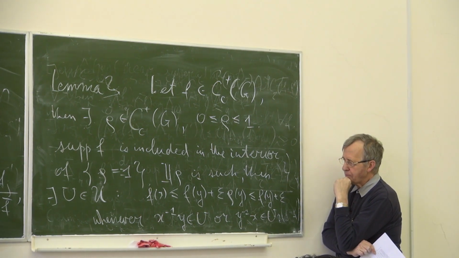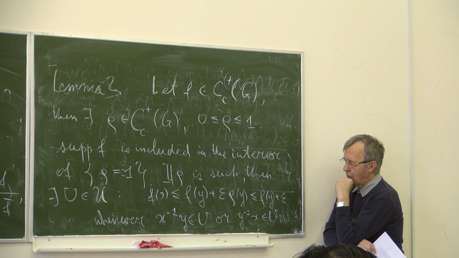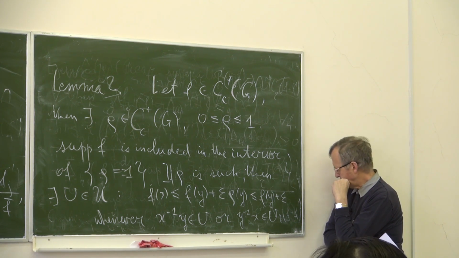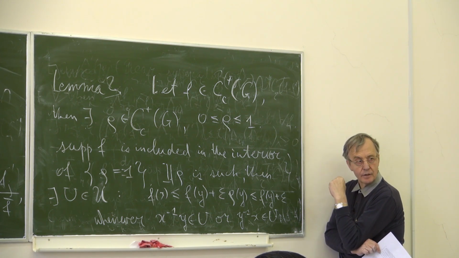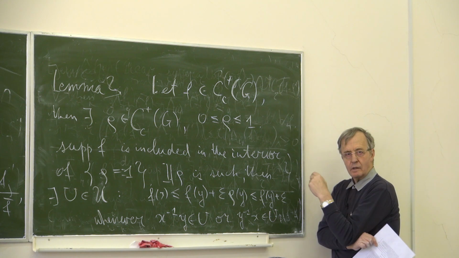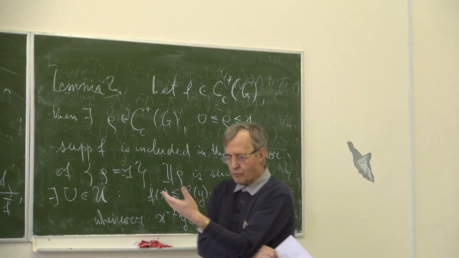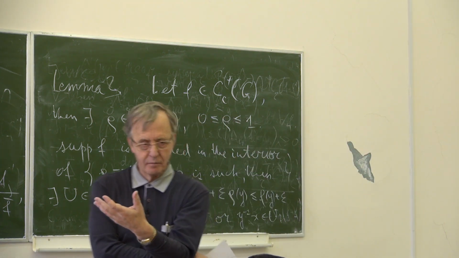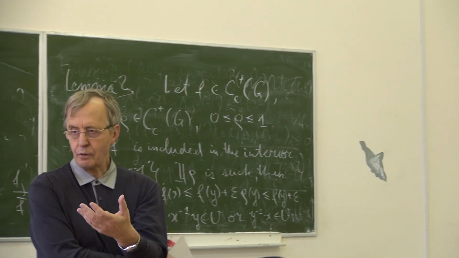So this lemma, it is more or less clear that this is something of the sort of Cantor theorem about equicontinuity. So our group is not a metric space, but it is what is called a uniform space.